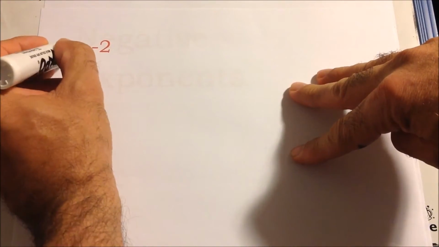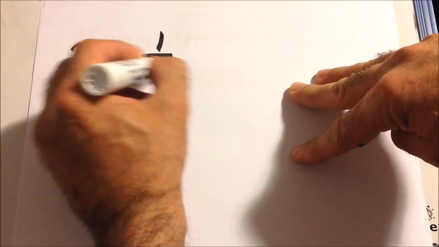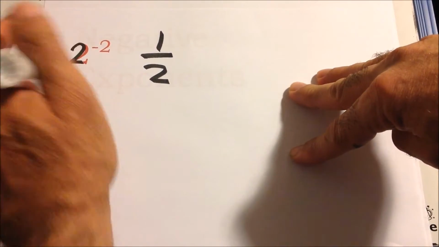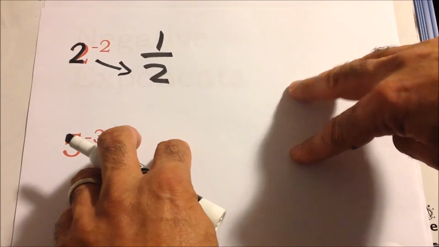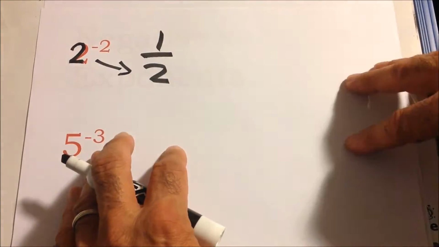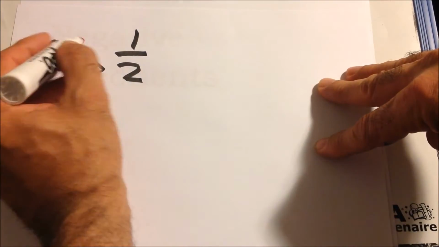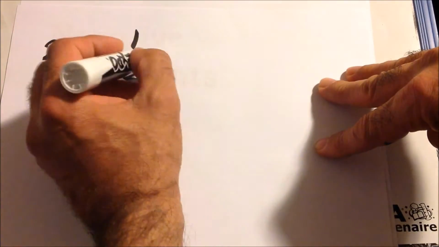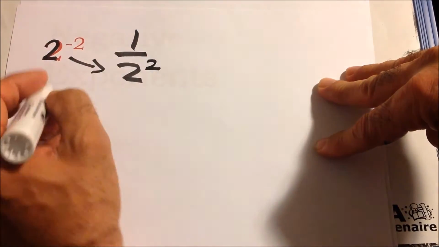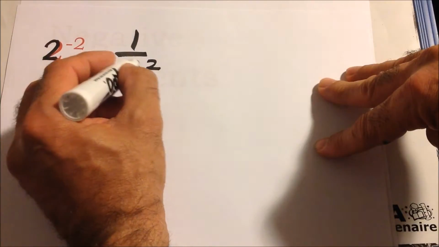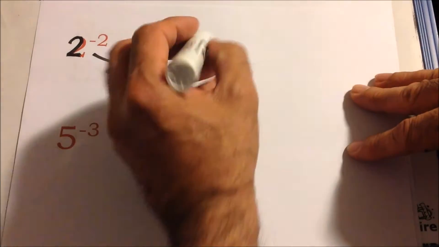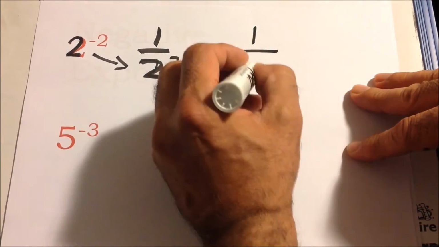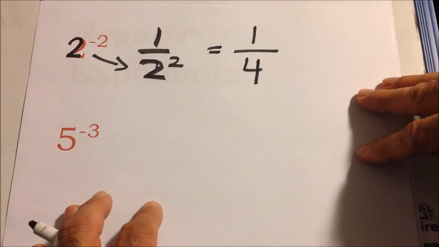So the base of 2 will become a half. Right? Whatever the base is, whatever number it is, you just make a fraction. You put the base number in the denominator. Okay, so if it's 2 to the negative 2 power, it's going to be 1/2 to the second power. You bring the exponent down into the denominator, and it's 1/2 to the second power, which will equal, in standard form, 1 over 4.